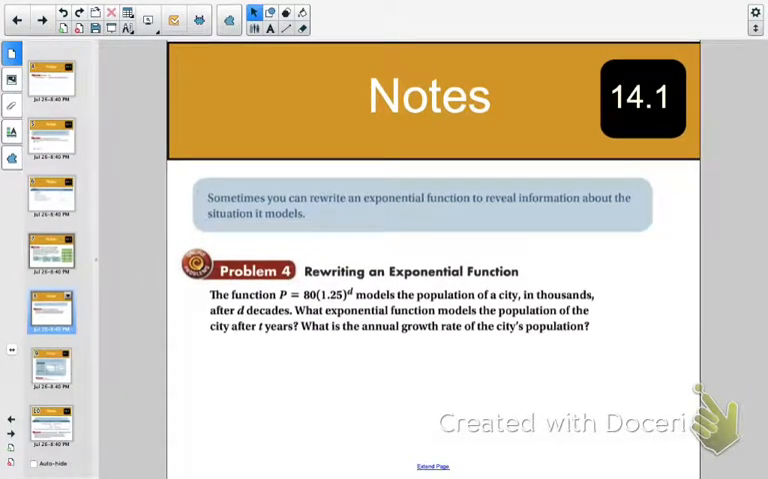Okay. So the function p equals 80 times 1.25 to the d models the population of a city in thousands after d decades. What exponential function models the population after t years? So basically we need to change decades into years. So the first thing we need to know is how many years are in a decade. Well, 10 years is equal to 1 decade.